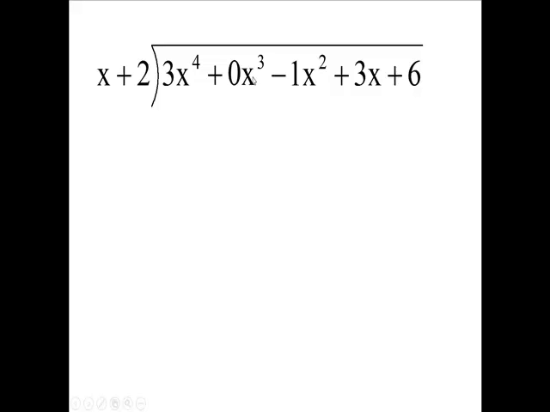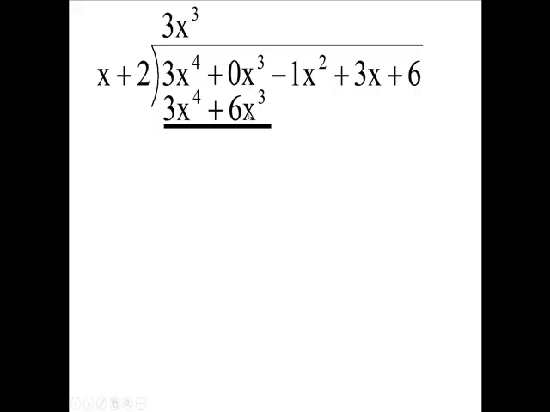Now, 3x to the fourth divided by x will be 3x cubed. Now I'm going to take 3x cubed times x and 3x cubed times 2. You see why we needed that 0x cubed? Now I have a place to put the 6x cubed.